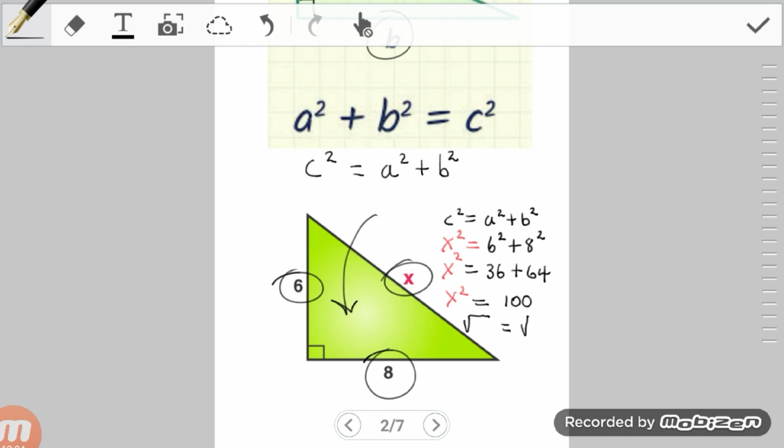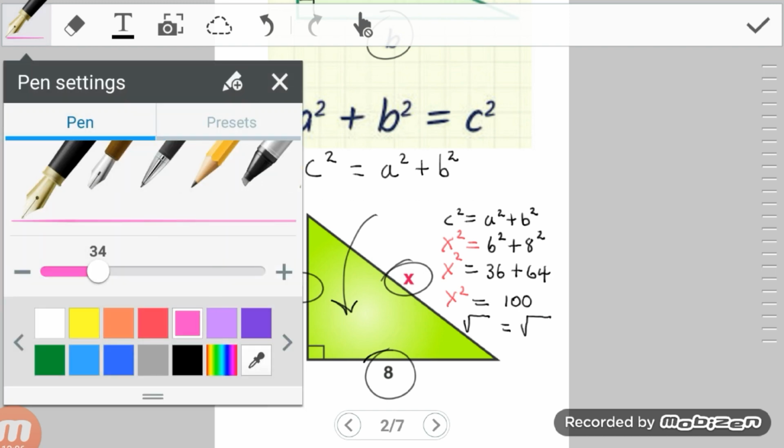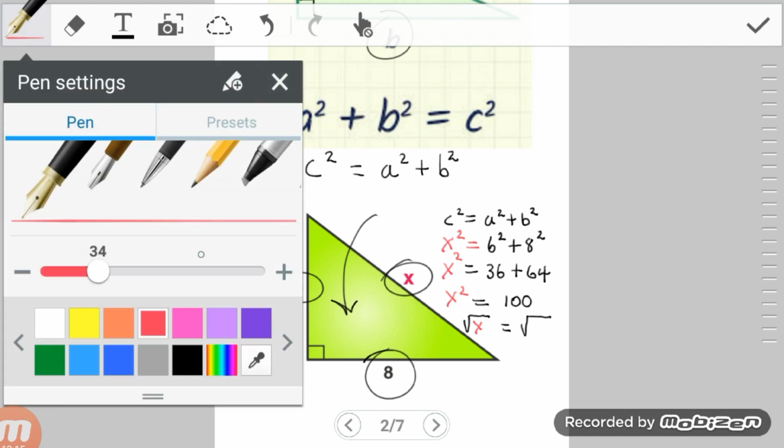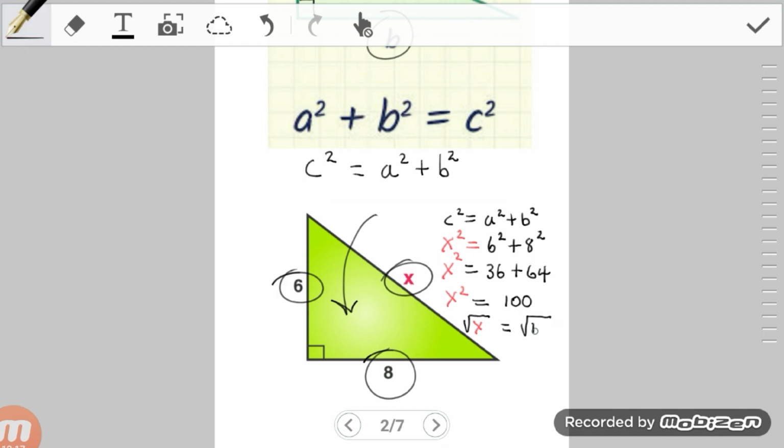So you're going to find that the square root of x squared is going to be equal to the square root of 100. So you'll find here that the square root will cancel the square. So you end up with x being equal to 10.